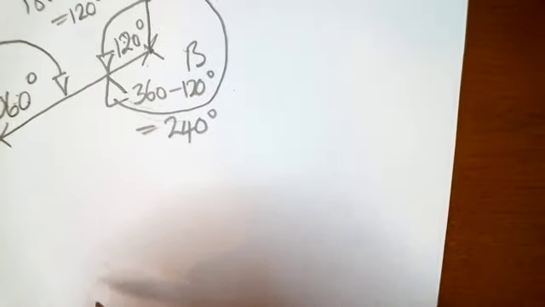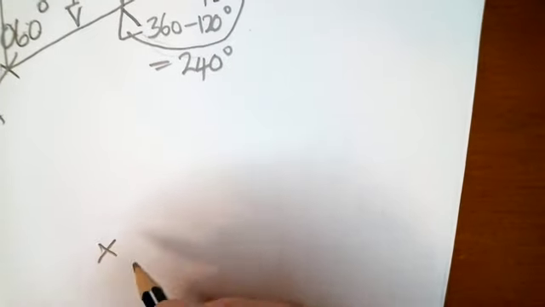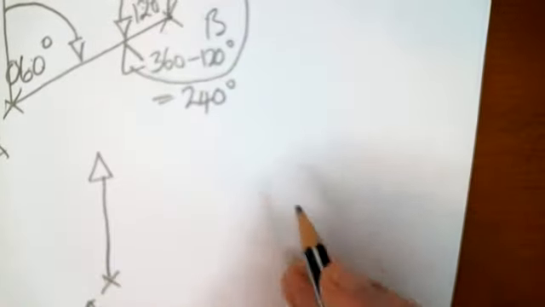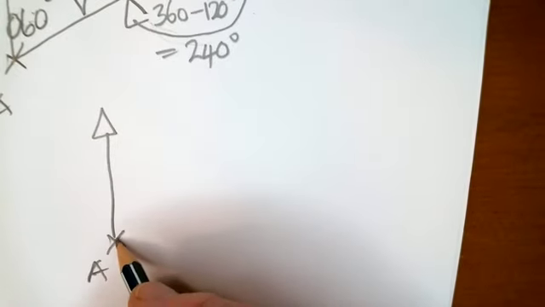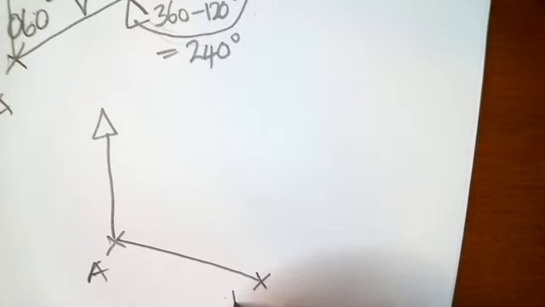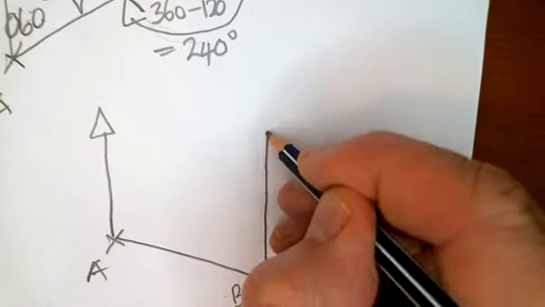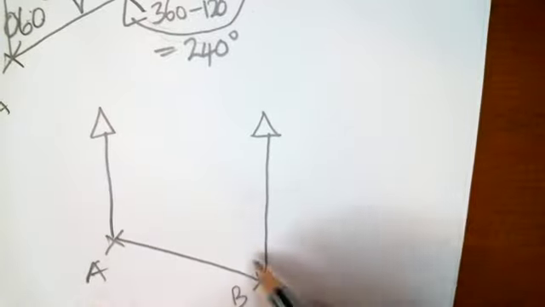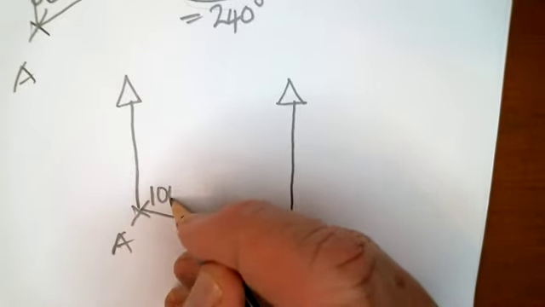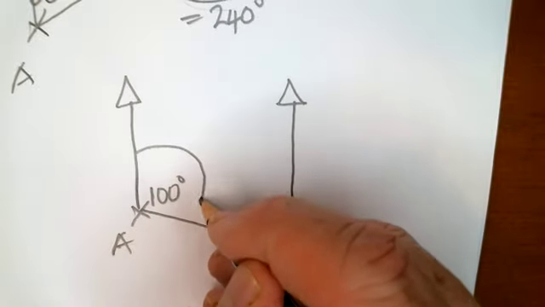Let's imagine you've got an A over here. Here's my A. And it's going up here like that. Nice. And let's say it's going down a bit, down like there. And my B point is here. There it is. And I want to find out the bearing. So I'm told this bearing is 100 degrees. There's my bearing, 100.